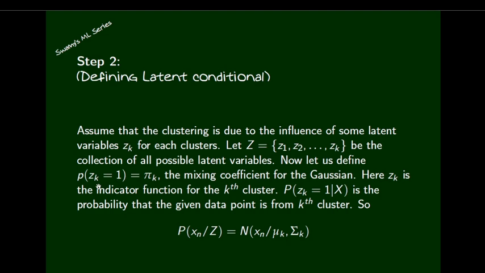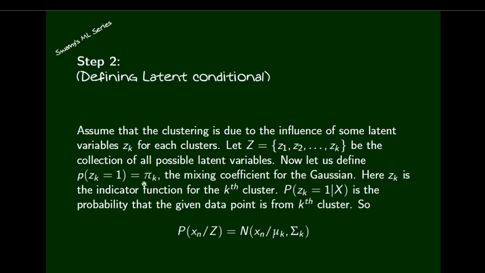Once again I repeat that definition. zk is an indicator function. If it gives 1, that means the given data point belongs to the kth cluster. Now what is this? The probability that zk is equal to 1. That means the probability that the given data point belongs to the kth cluster. I repeat, the probability that a given data point belongs to the kth cluster is equal to pi k.